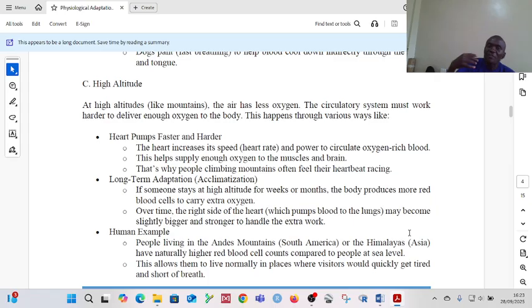So that's a bit of acclimatization, because now such a person is becoming used to this high altitude environment. Why? Because one, he has produced more red blood cells. Two, the right side of the heart is bigger and stronger, so that it can handle that extra work of pumping blood at a faster rate.